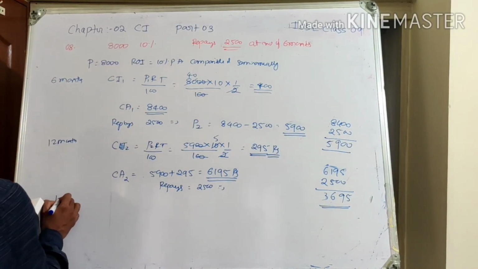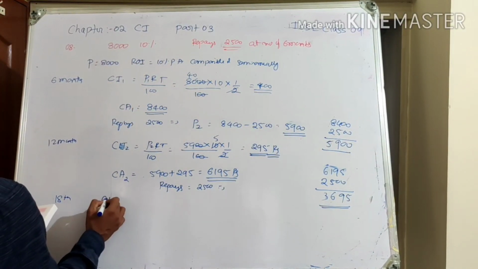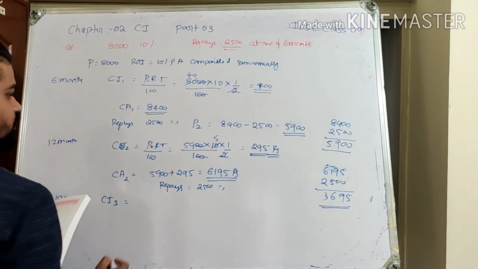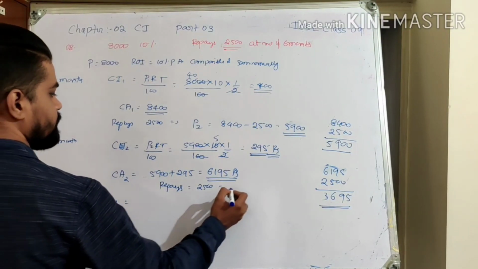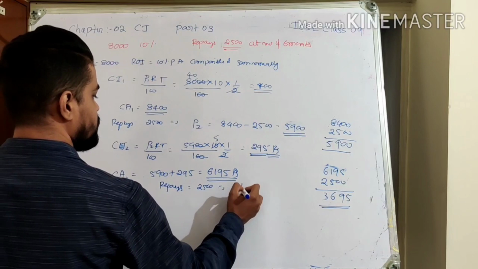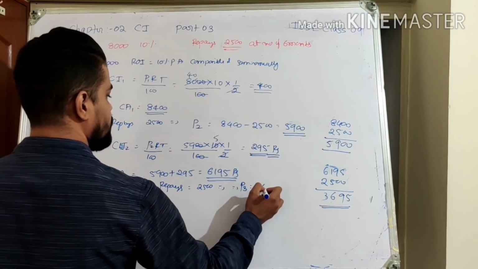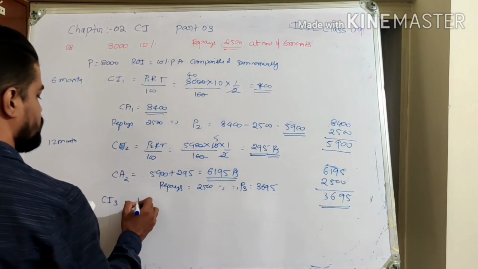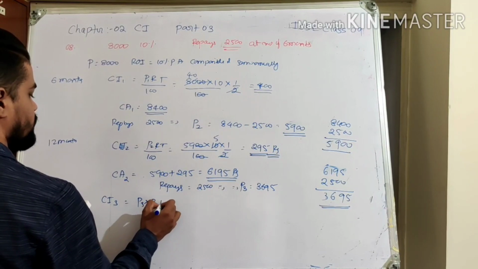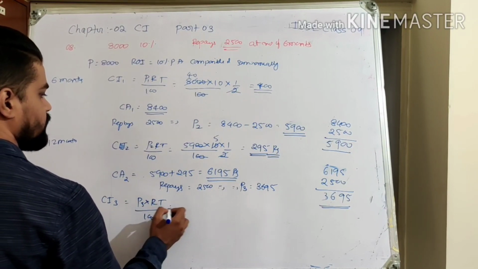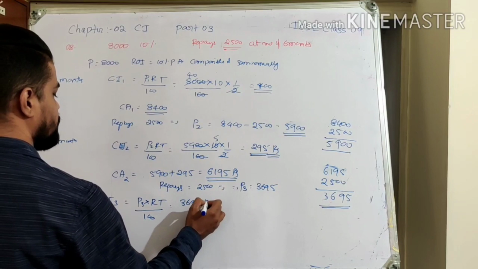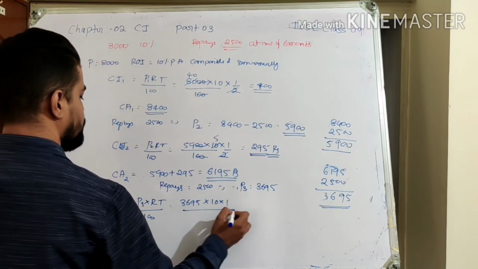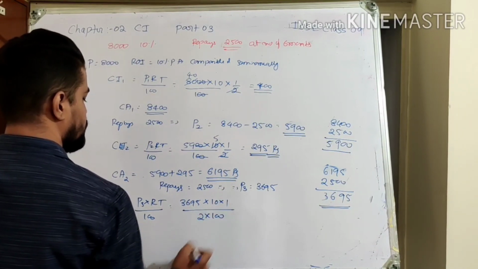Now at the end of the 18 months, what happens is CI3. So CI3 will be on the new principal. The new principal is how much? P3 is going to be 3,695. So we go for P3 into R into T by 100. So that is 3,695 into 10 into 1 by 2 into 100.